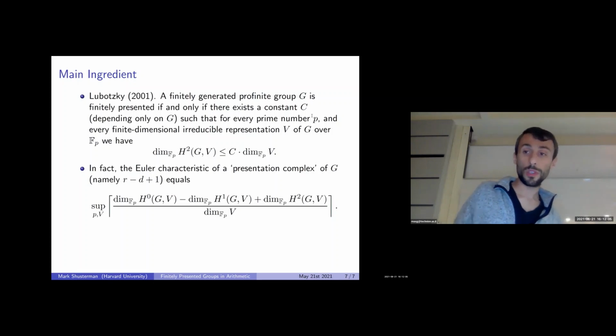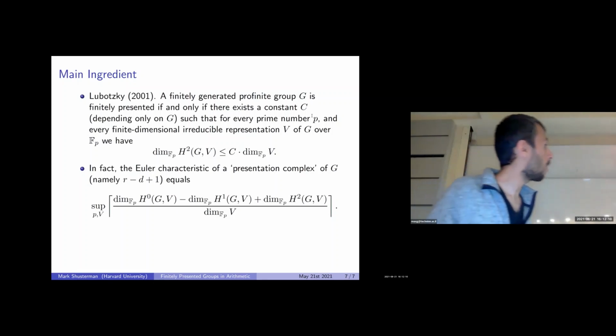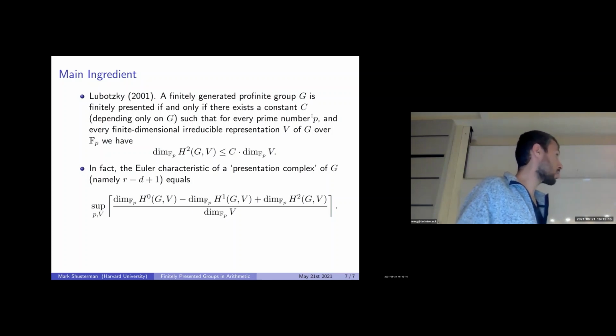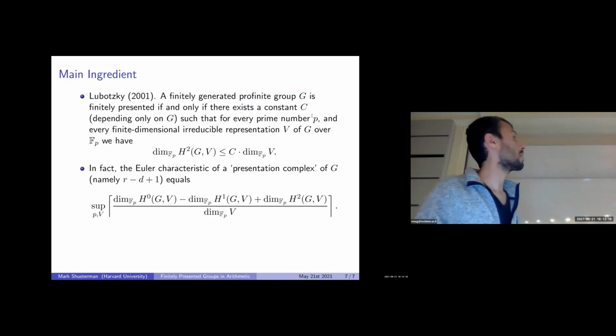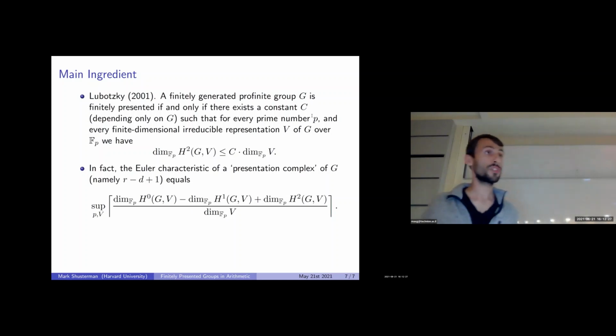And so using this numerical recipe, you're able to say how many relations you have. In all these results that I mentioned, what we're doing is to compute this thing, or to upper or lower bound it, for every prime P and for every representation V.